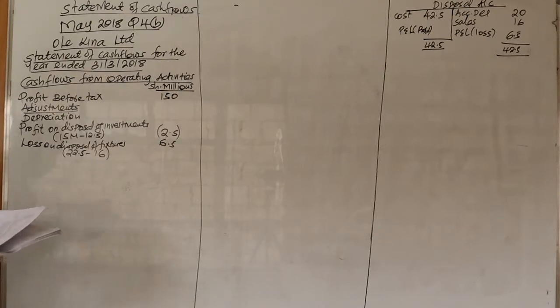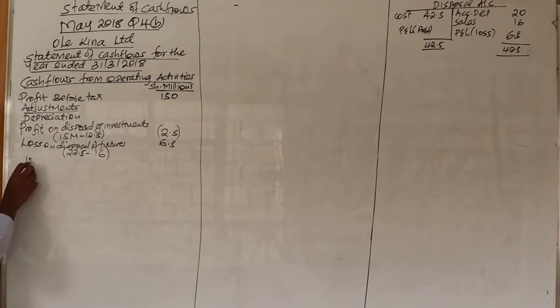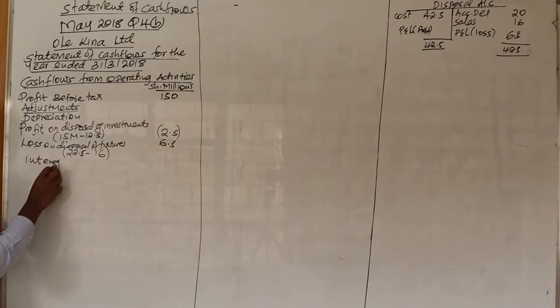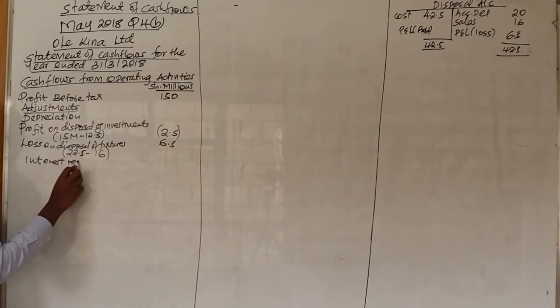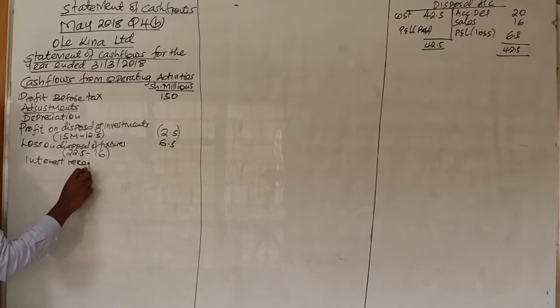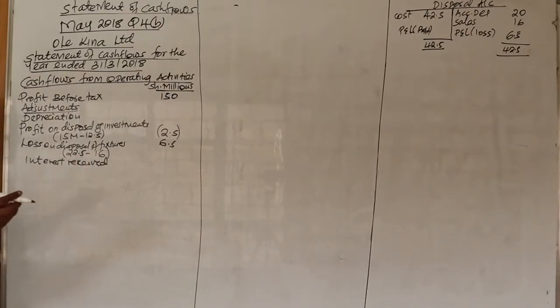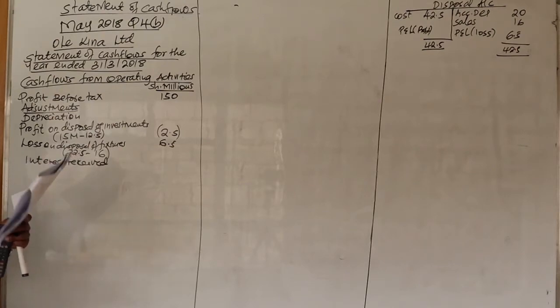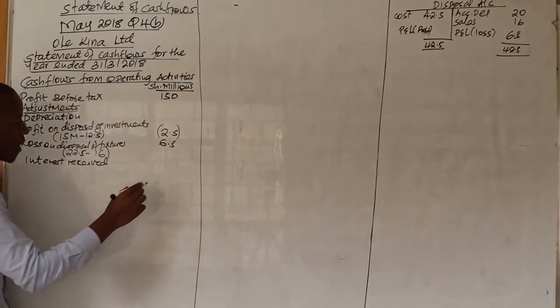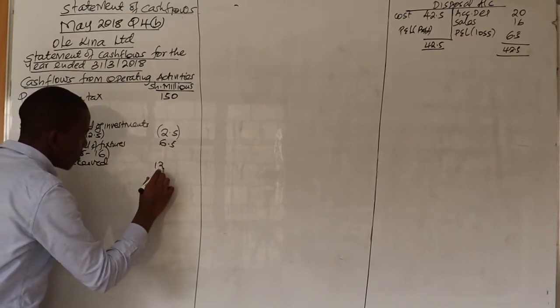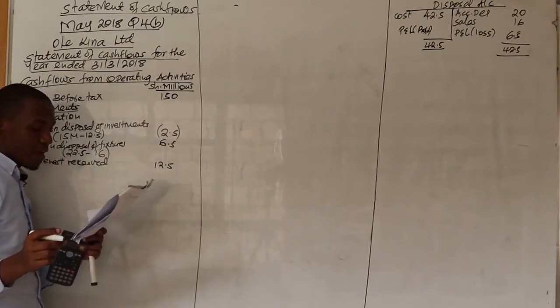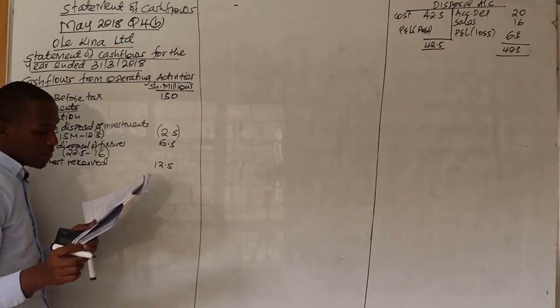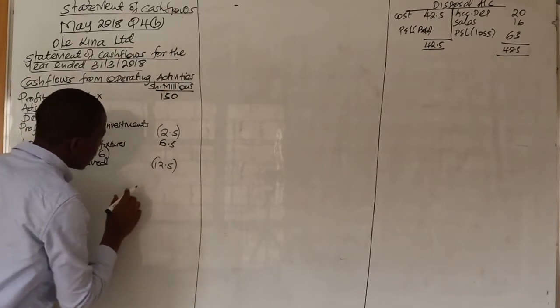Now the other one is, on the trial balance, we have the interest received. Interest received, that is on the income statement. And the interest received in this case was given as a value of how much? The interest received was 12.5. So in that case, you will have the 12.5 for the interest received. In this case, we've said you less.